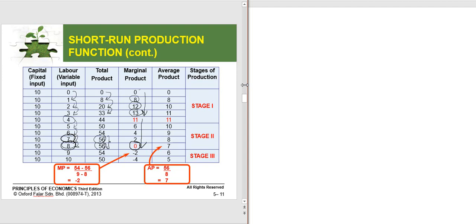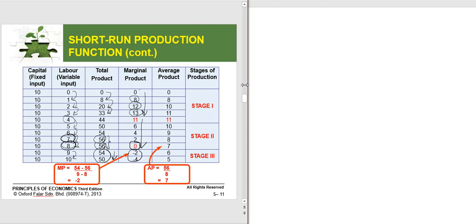And from that point, if you add more labor in your production, what will happen? Your production will start to decline. When your production declines, your marginal product will be negative. Let's say 54 minus 56, you will get negative 2. 50 minus 54, you will get negative 4. So that's why your marginal product becomes negative. So you can actually see from the calculation of marginal product the different stages of production already.